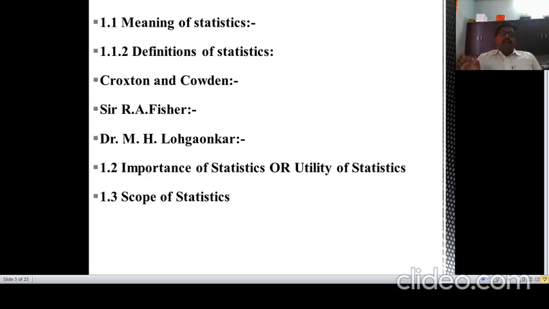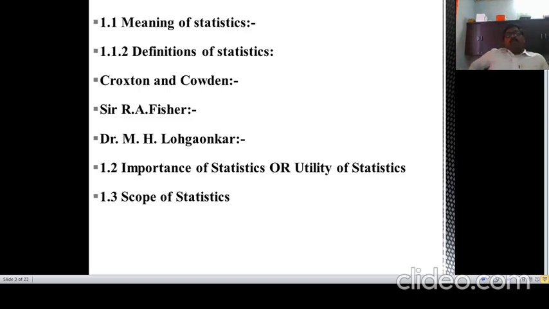As a singular noun, the word refers to statistical methods or methodology of statistics, that is, collection, presentation, analysis, and interpretation of quantitative data. Now, we will see the next point is definition of statistics. Now, definition of statistics is defined by various scientists. We will see a few.